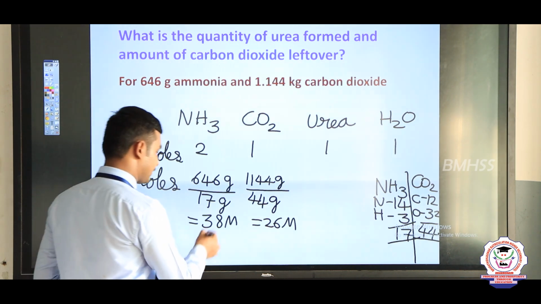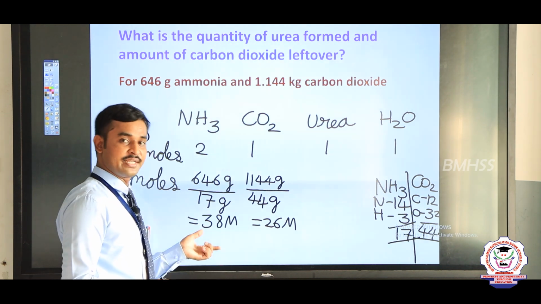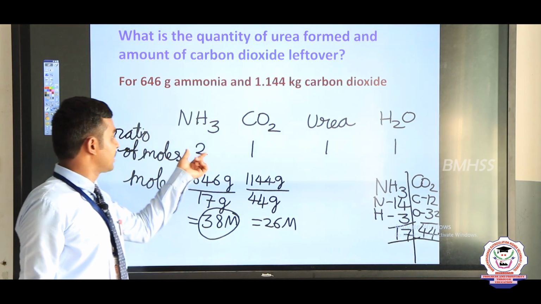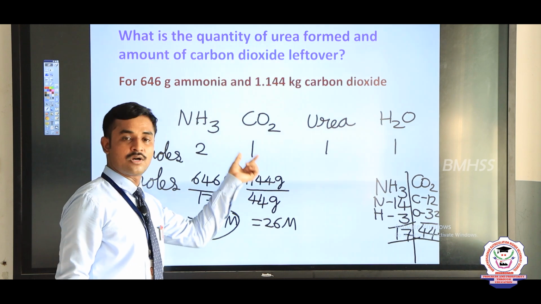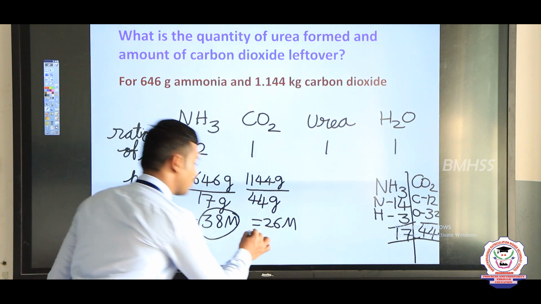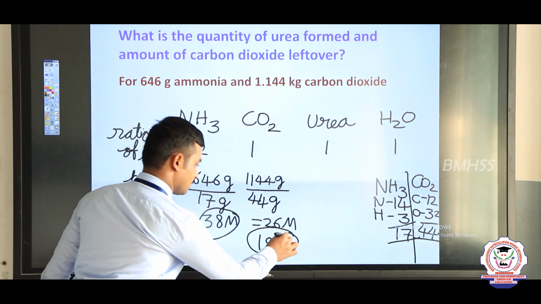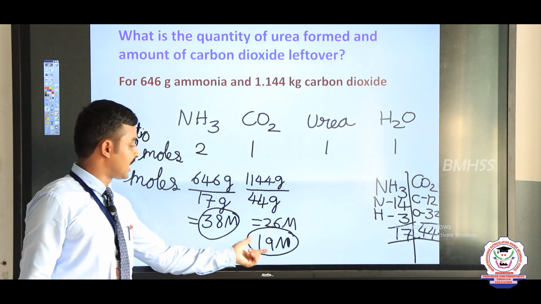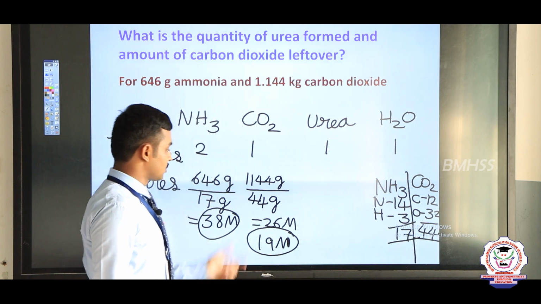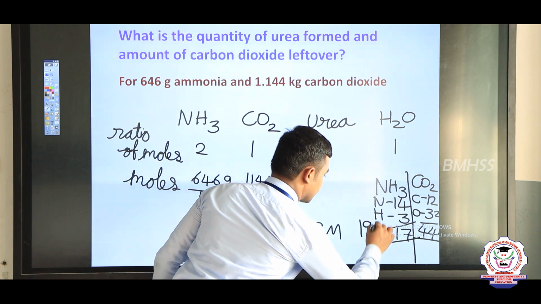Our required moles are 52, but we have only 38 moles. So 38 moles are fully consumed in this reaction. If we take double the ammonia, then only 1 time carbon dioxide is used in this reaction. We have 38 moles of ammonia, so half, 19 moles, of carbon dioxide is used in this reaction. So carbon dioxide is 19 moles, and the carbon dioxide moles are equal to the urea moles and water moles. So for urea also 19 moles are formed, and for water molecules also 19 moles are formed.